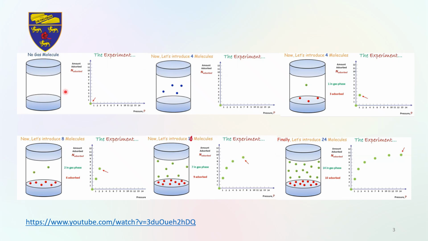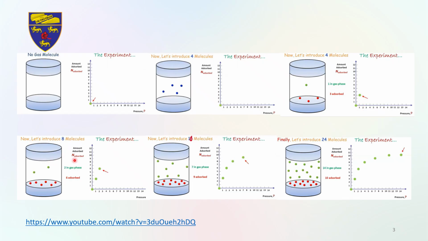Initially, there are no molecules introduced into this vessel, so the pressure of the system is 0 and the number of molecules adsorbed on this surface is also 0. Next, if we introduce 4 molecules and 3 of them are adsorbed on the surface, the number of molecules adsorbed is 3, while the pressure of the system will become 1.